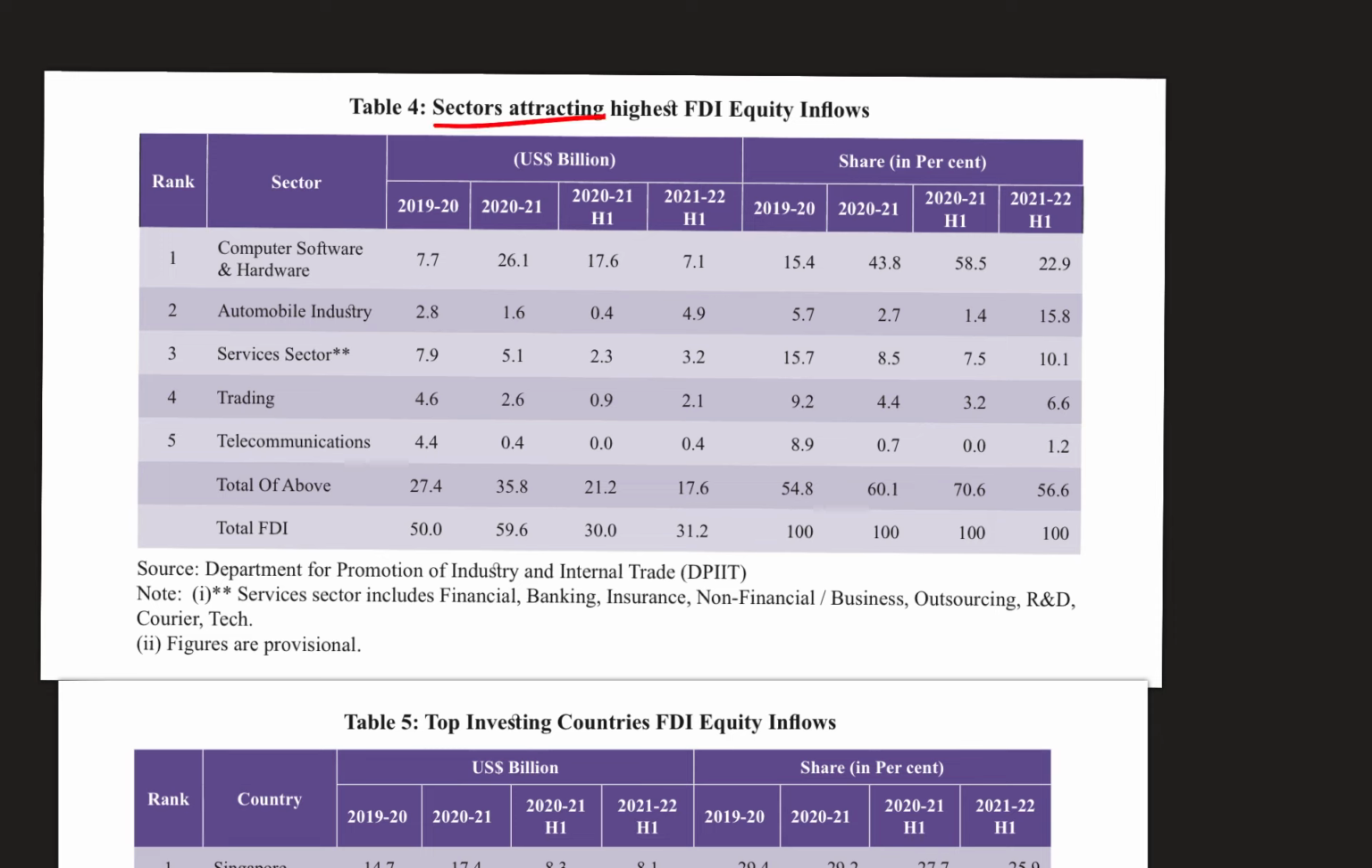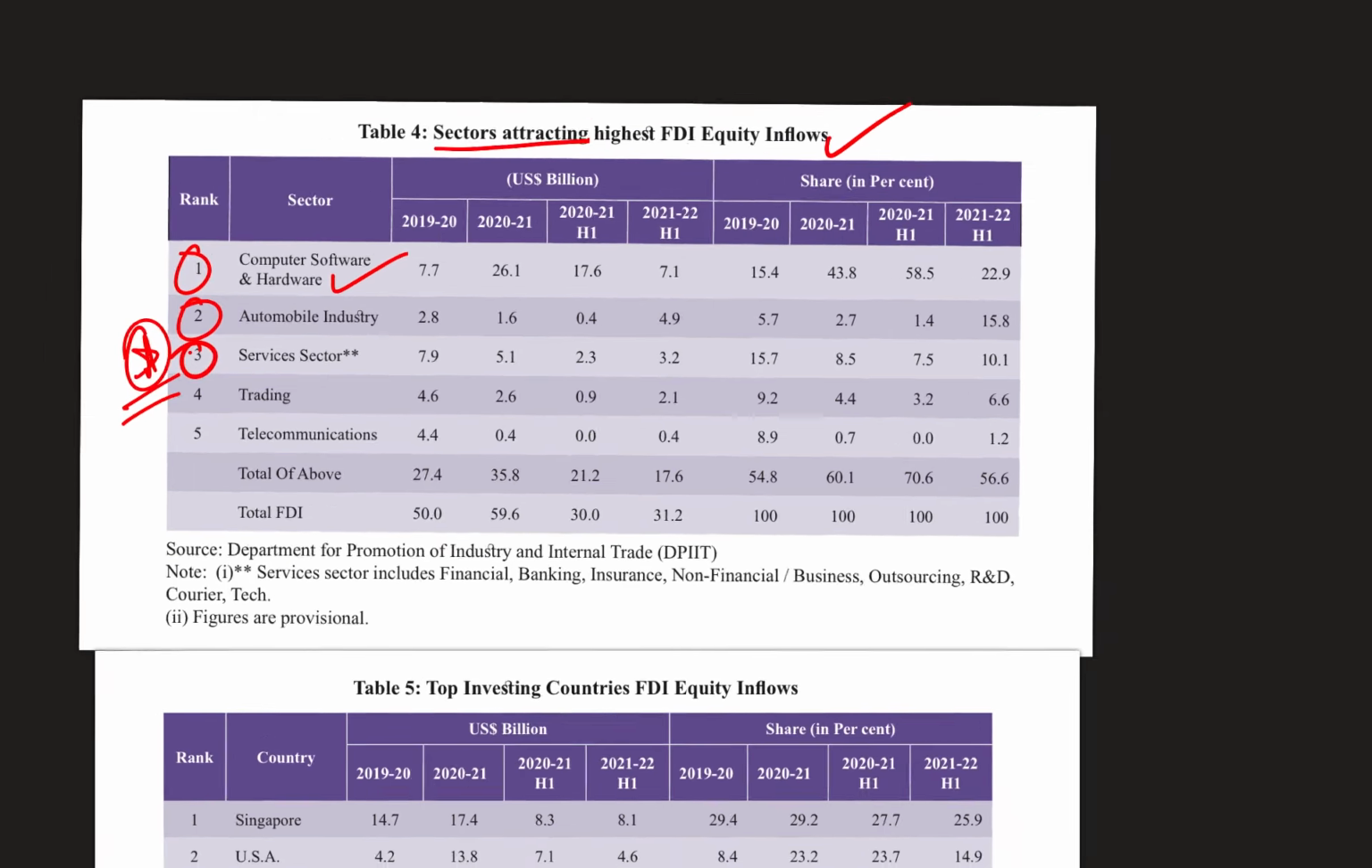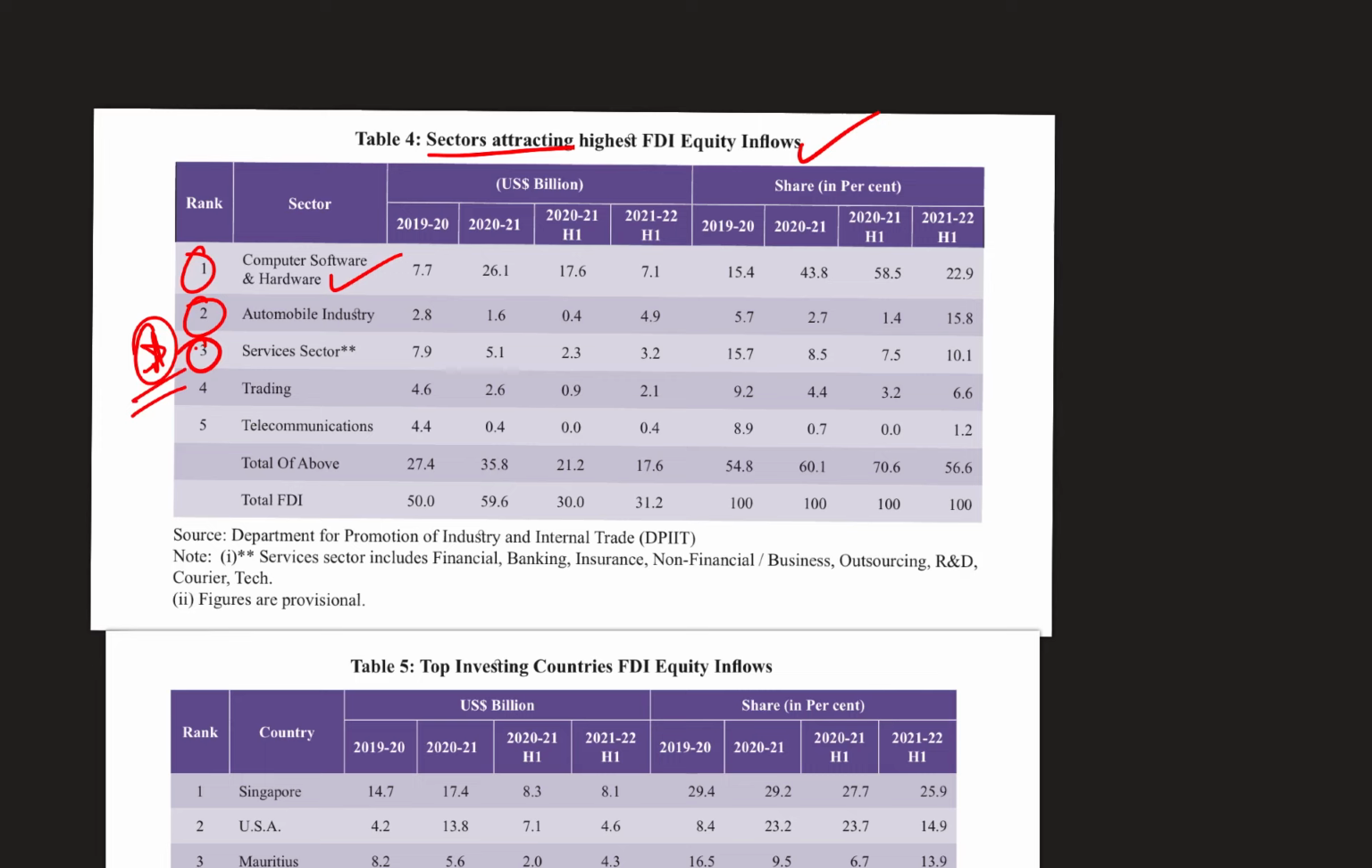Another table from the economic survey: sectors attracting the highest FDI equity inflows. Obviously, the highest would be computer software and hardware, followed by the automobile industry. The next area is the services sector. Usually we believe that the services sector is the highest, but according to the classification of the economic survey, it is the third highest. Note, this services sector means financial.